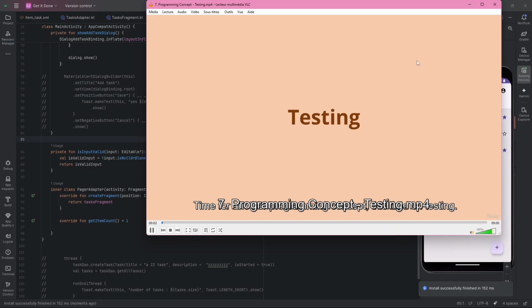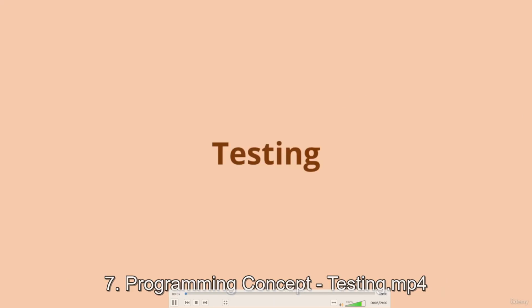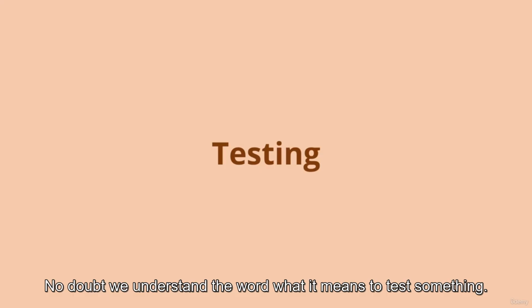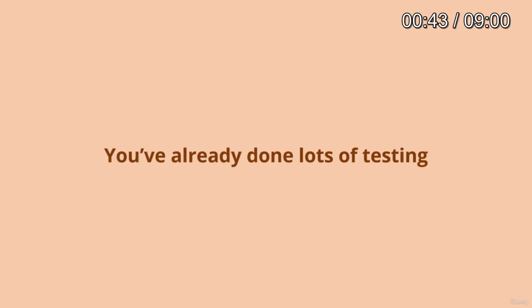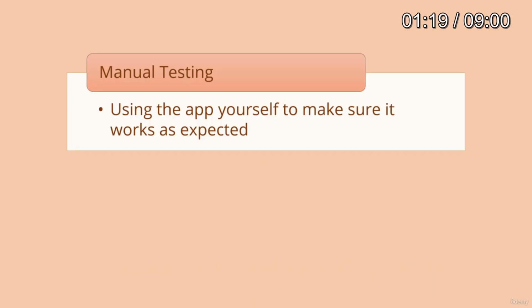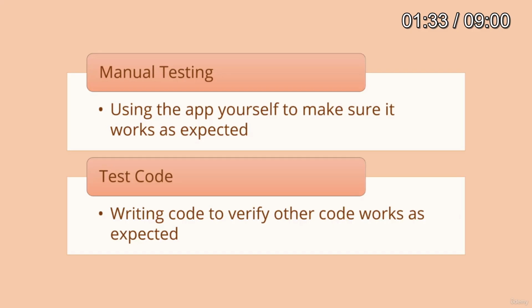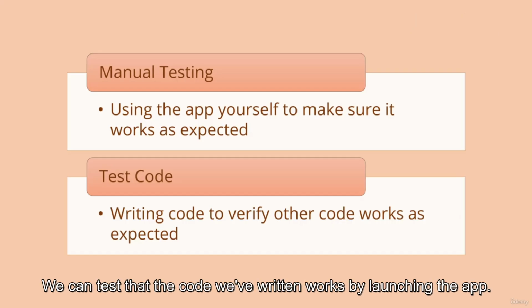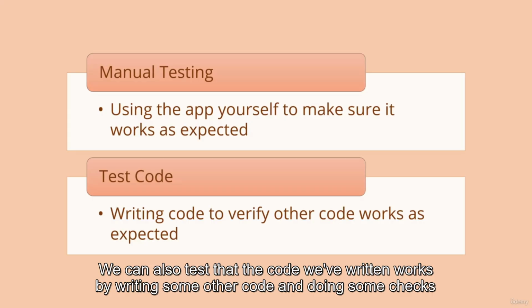Time for another programming concept, this time on testing. No doubt we understand the word, what it means to test something. Manual testing is a legitimate way of testing that we've already covered. Manual, making sure you see what you expect to see, that the code works as expected. We can test that the code we've written works by launching the app. We can also test that the code we've written works by writing some other code and doing some checks.